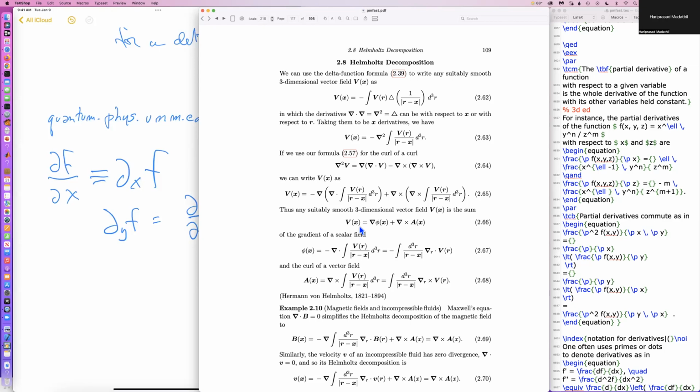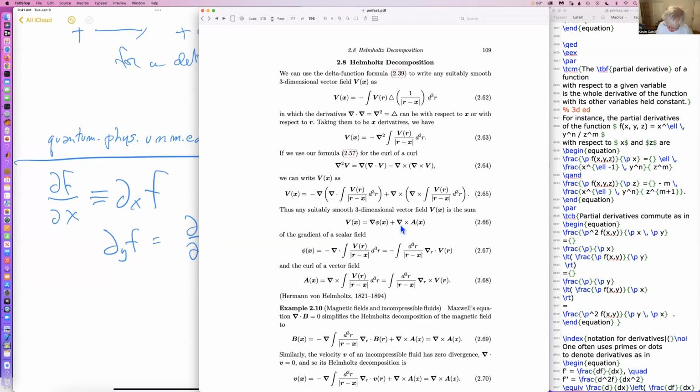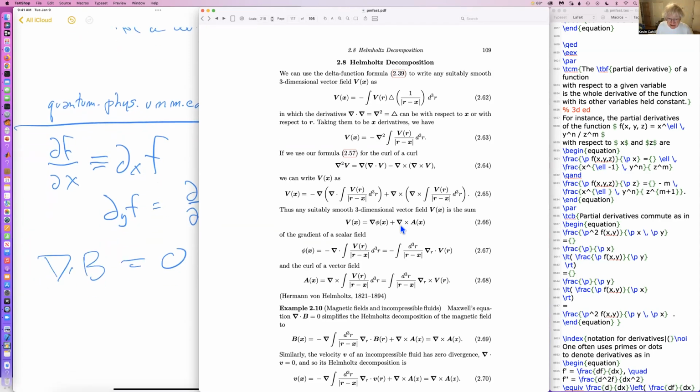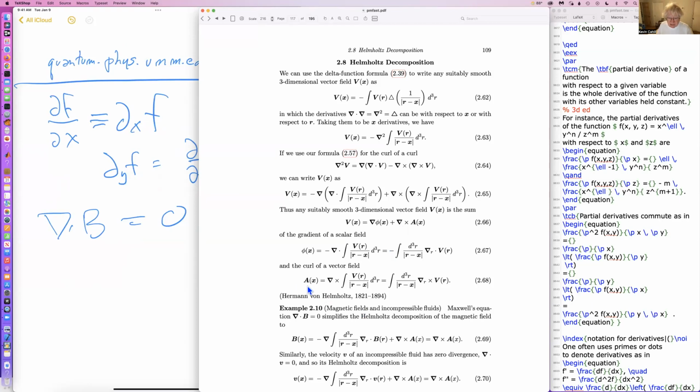magnetic field, we say the magnetic field has no divergence. And so here we can write the magnetic field simply as the curl of something. So the magnetic field is simply the curl of something else, which we call the vector potential.